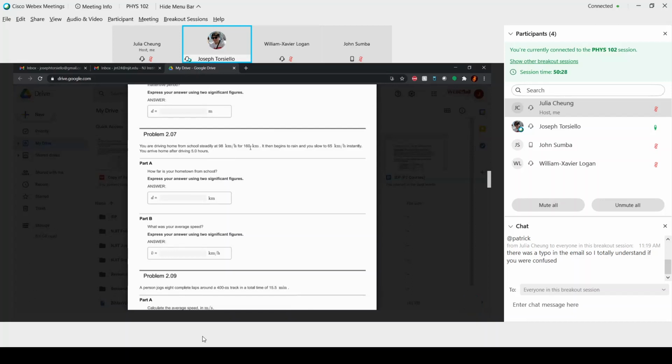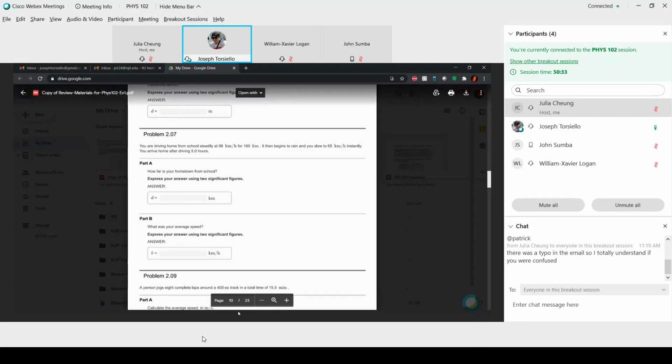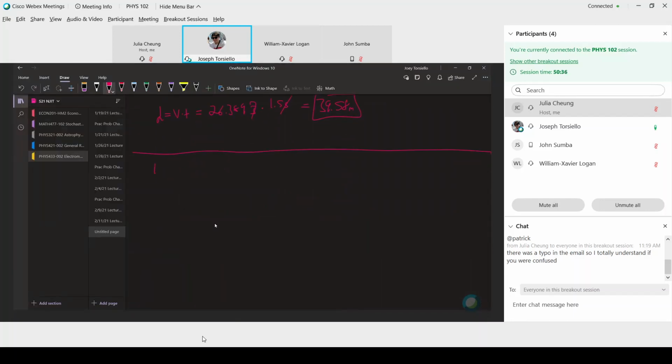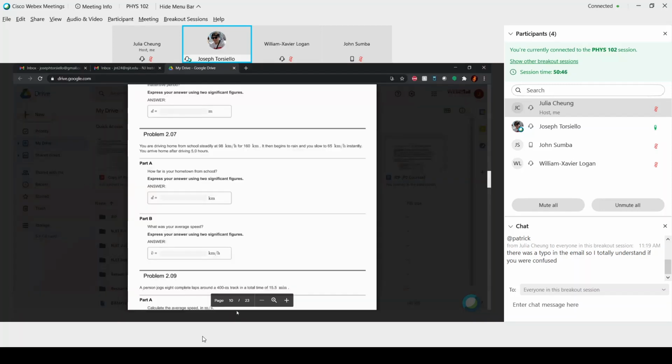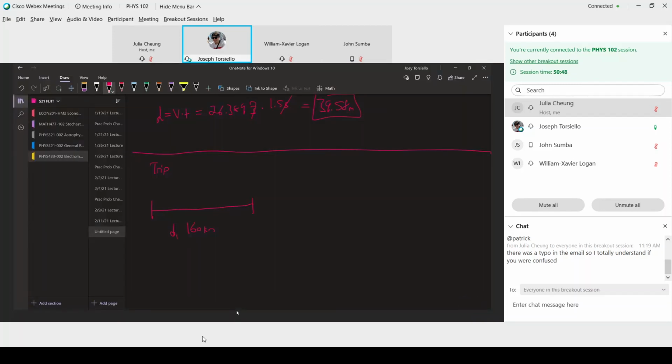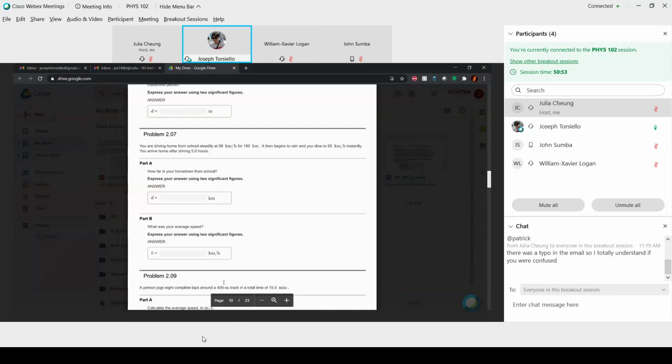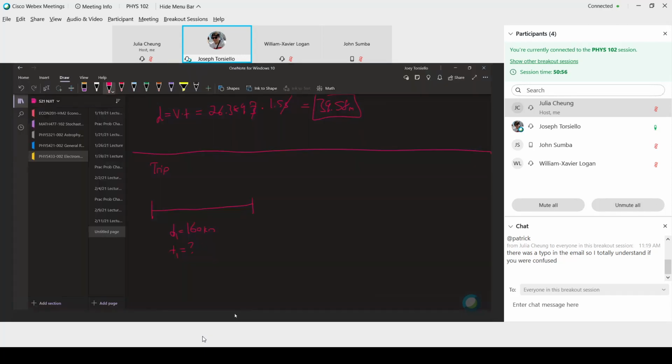So, we know that you travel 160 kilometers for one part of the trip. We can break this trip into two different parts. In part one you travel 160 kilometers, and we don't know the amount of time. We know the distance that you travel, but we don't know the amount of time this lasted. And we know the speed you were going the whole time, so we can call that V1 as well. We know you were going 98 kilometers per hour.